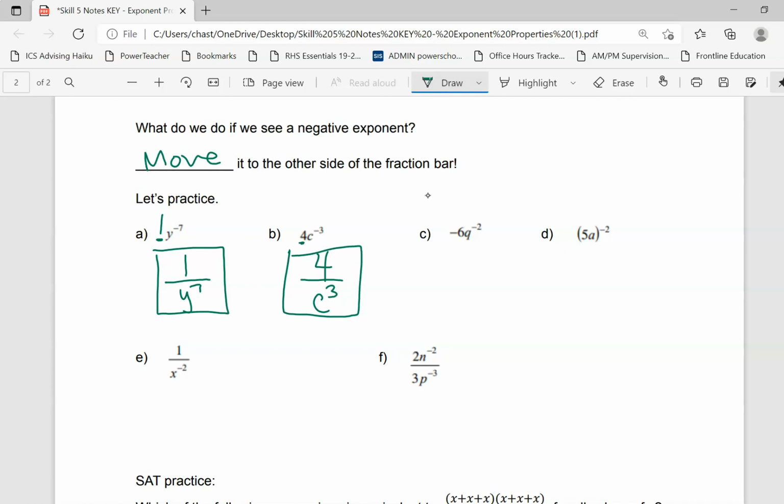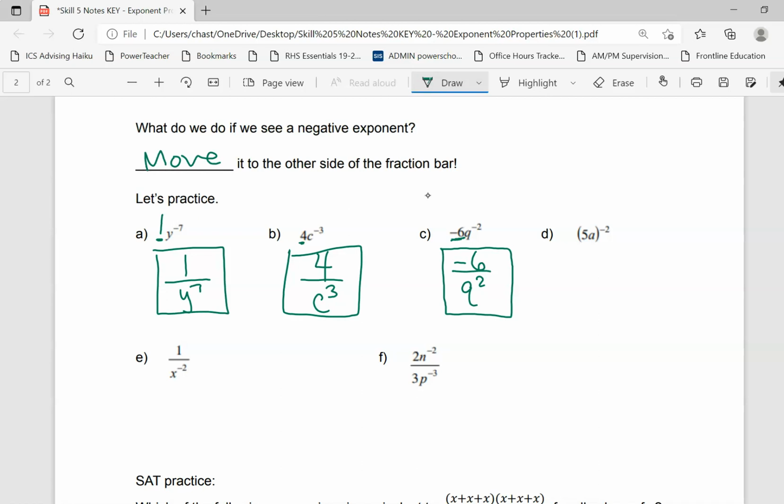For the next one, we have negative 6 q to the negative 2, so that q to the negative 2 is going to become q squared on the denominator. Negative 6 is a coefficient, it stays on top. Notice that I'm not moving a negative coefficient to the bottom, I'm just moving negative exponents.